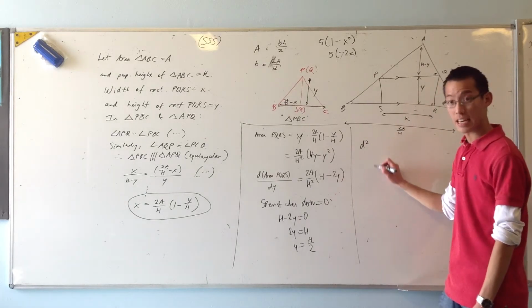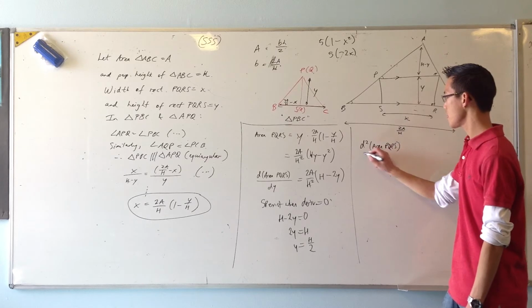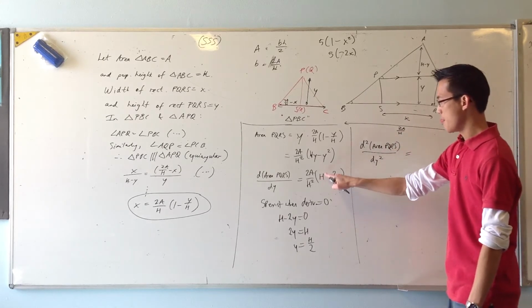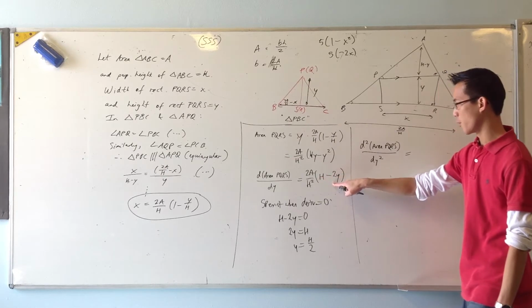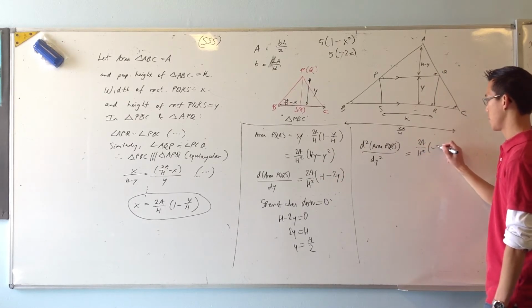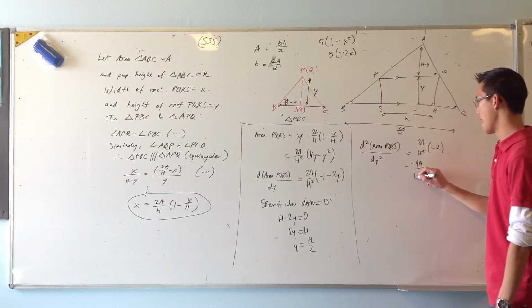So if I differentiate again, the second derivative of this area function with respect to y, this part is going to disappear. I'm just going to end up with this, which is minus 2, 2a on h squared, minus 2. So this is minus 4a on h squared.